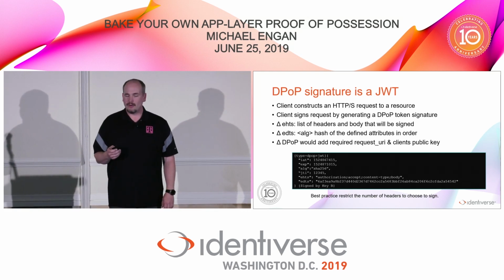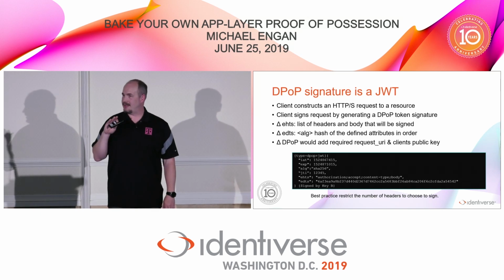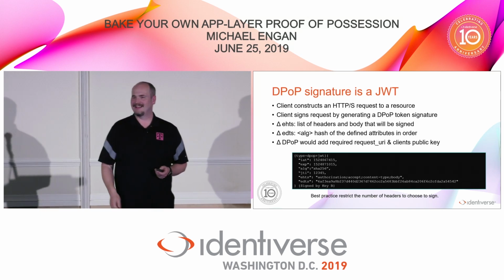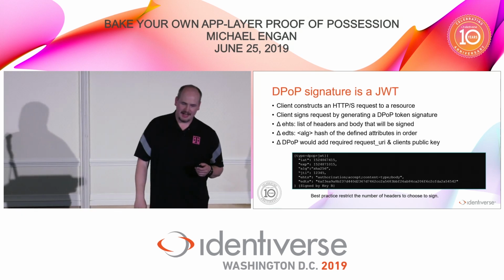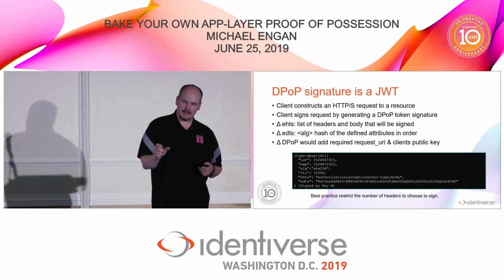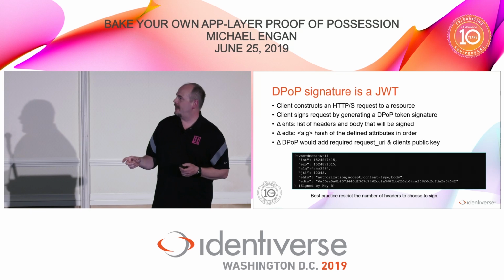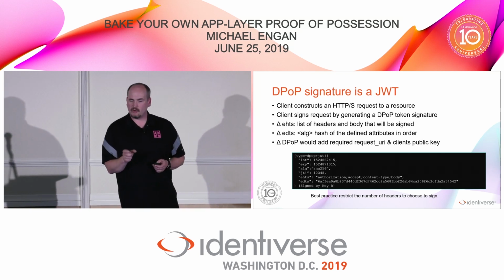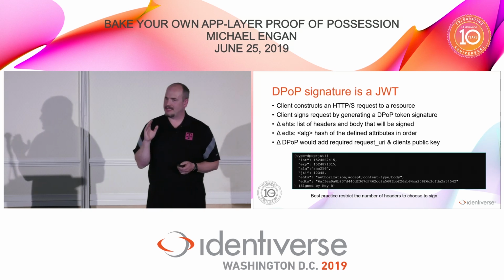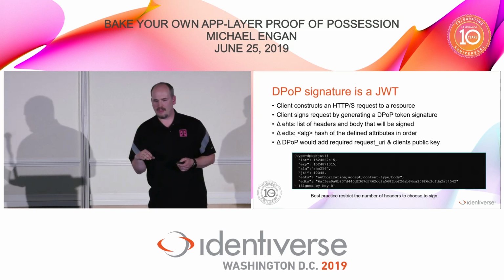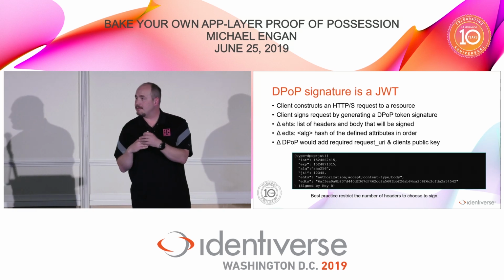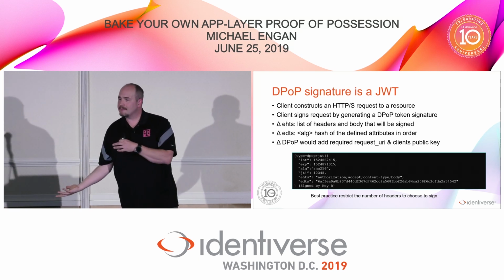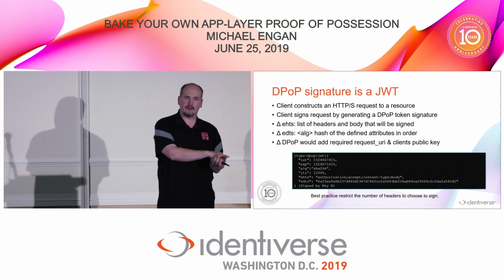And of course, we found pretty fast, don't sign the host header. Those change really quickly. They almost always break the signature. The DPoP spec has a slight variation here. They actually insert a request URI and the client's public key into this assertion. And so they can use the same DPoP as a PoP signature on an API request, and they can also use it on the token request.